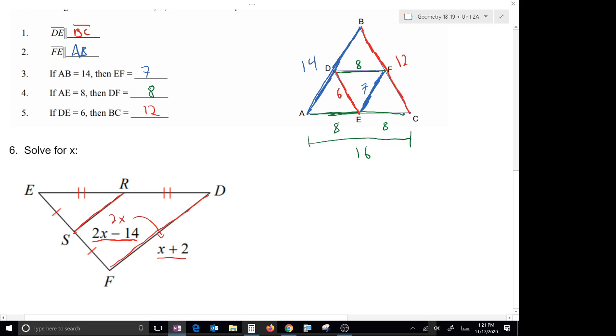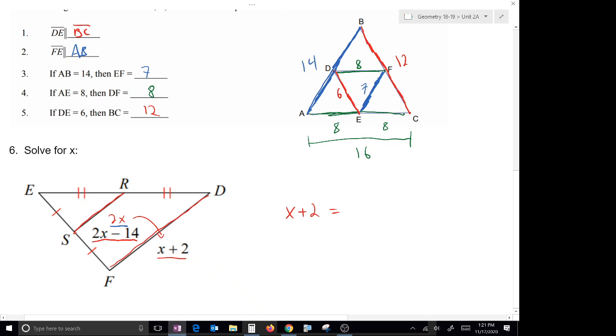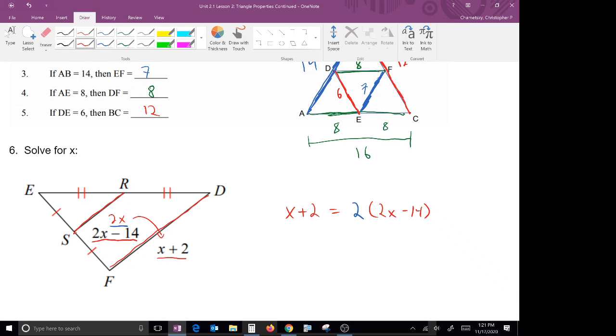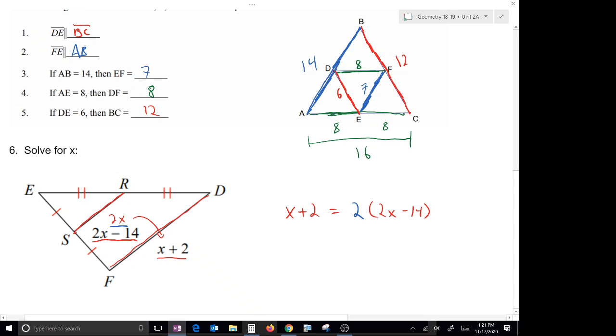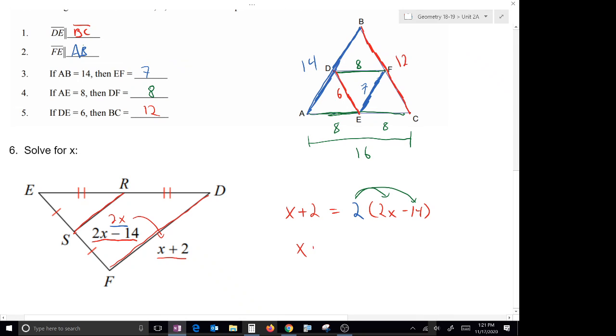So the way we're going to set this up is we'll set x plus 2 equal to, and remember it takes 2 of these. So 2 times 2x minus 14. And from here we can just distribute. Distribute that. So then we get x plus 2 equal to 4x minus 28.